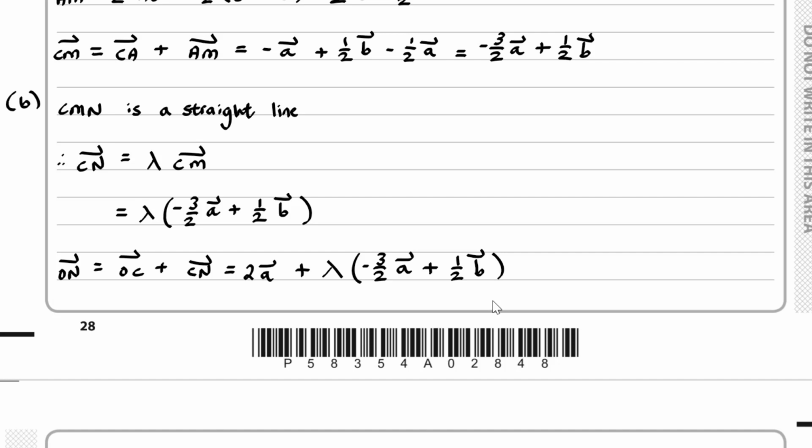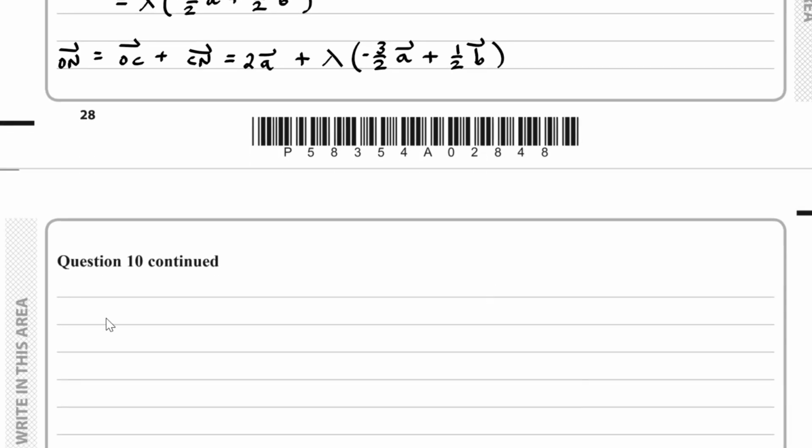And therefore, if we tidy all this up, hopefully you can see ON is equal to, if we gather all the terms involving an A, we have 2 minus 3/2 lambda A. And in terms of the B's, we have 1/2 lambda B.